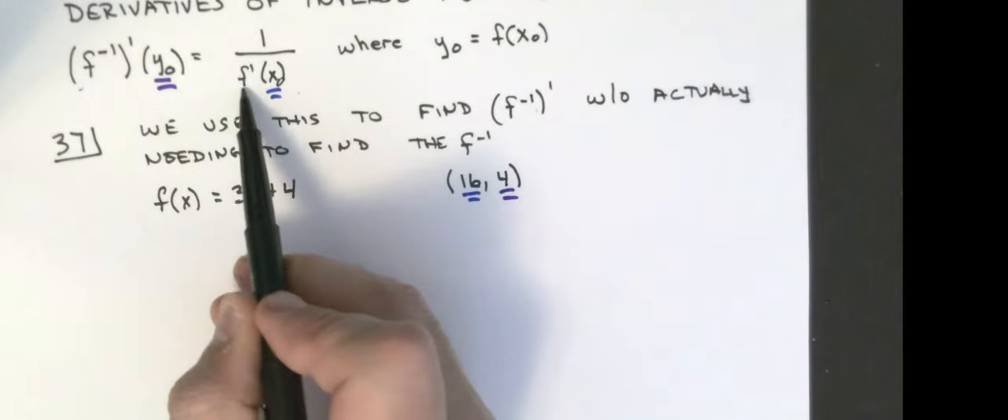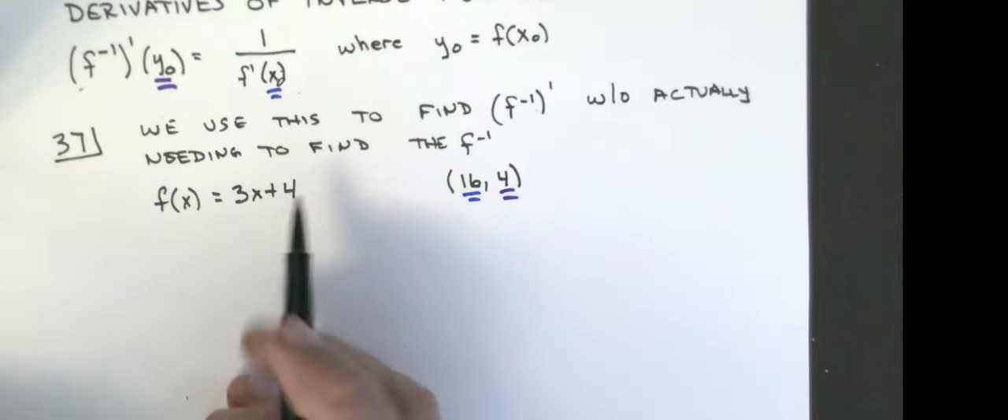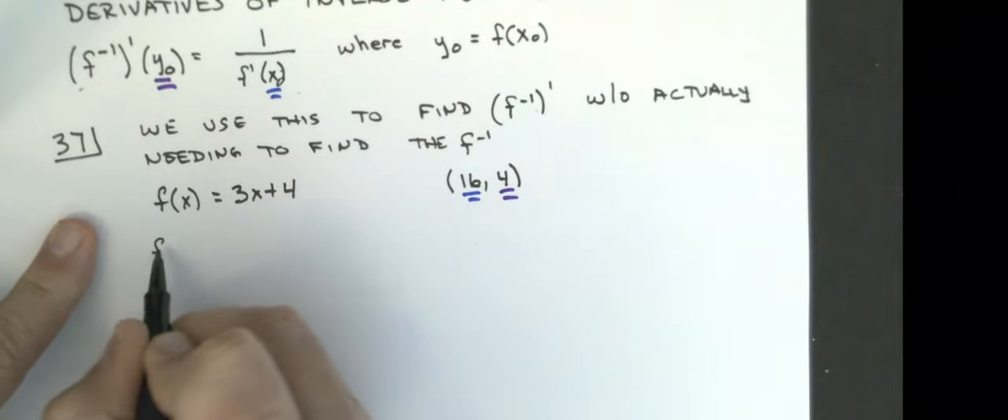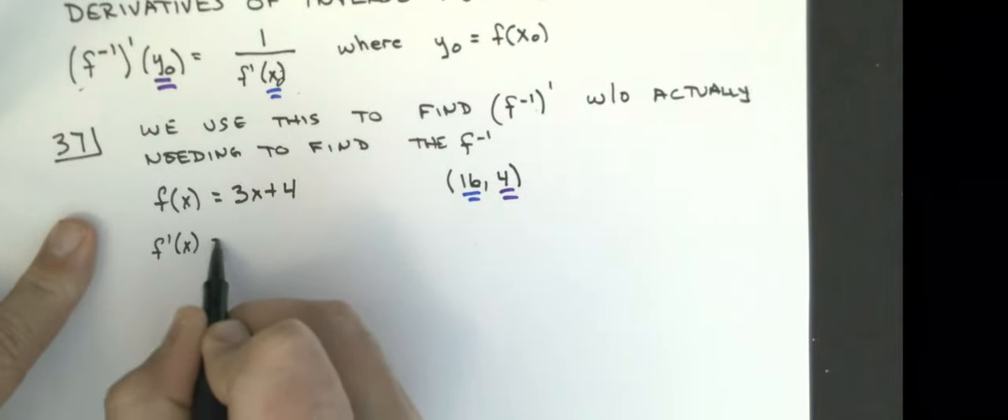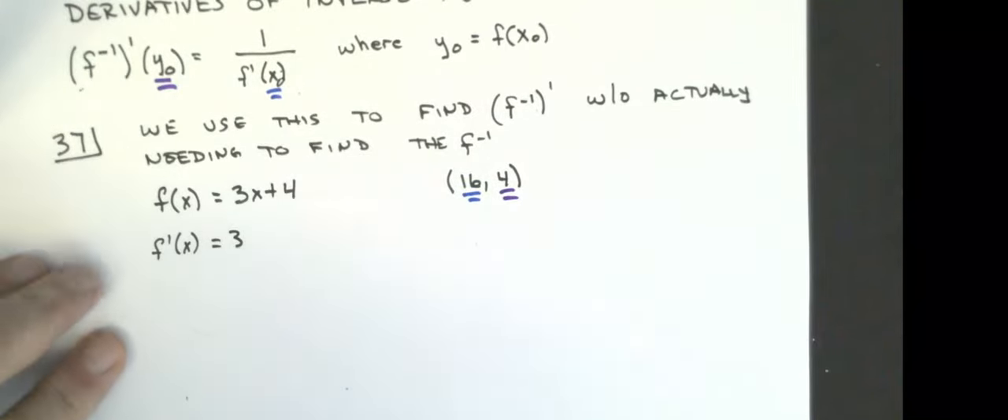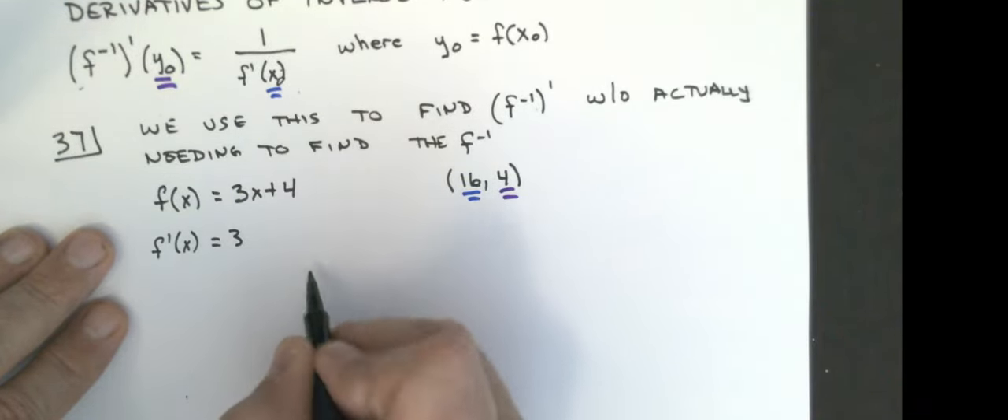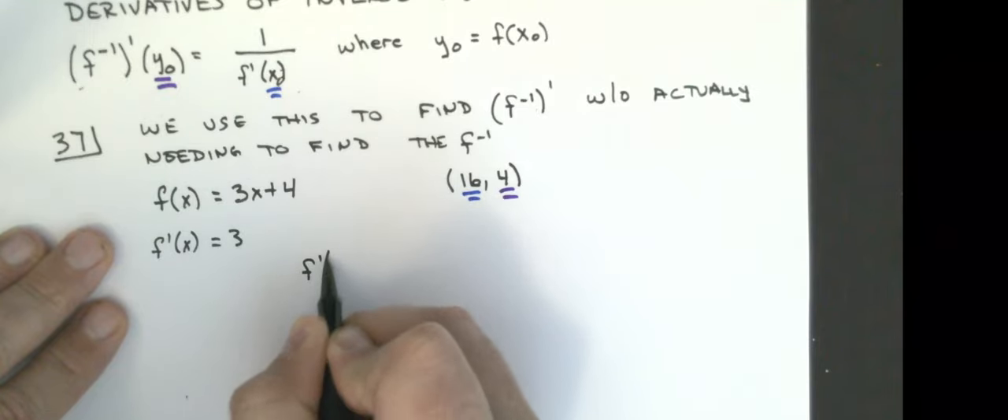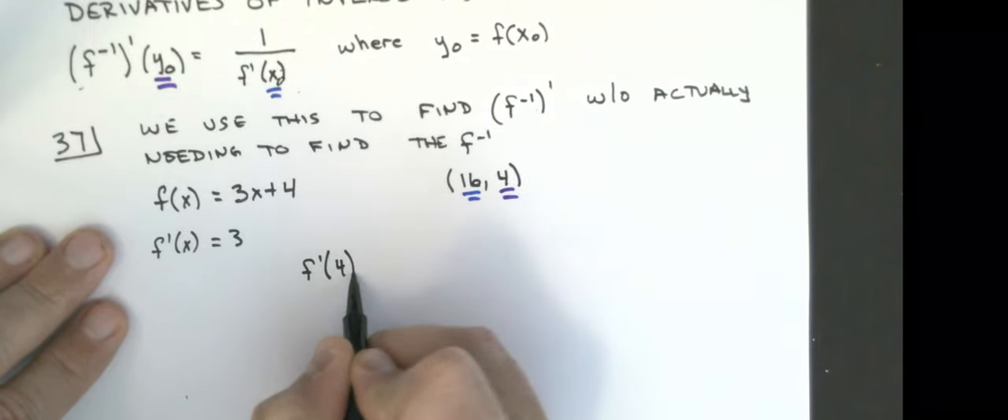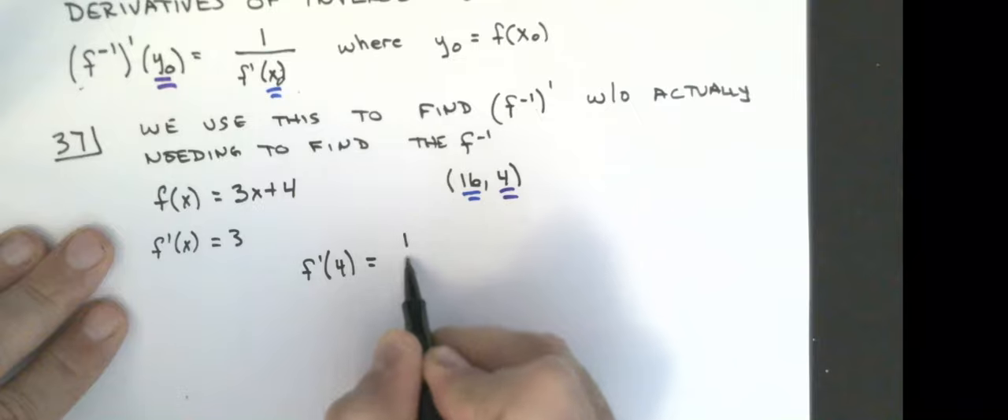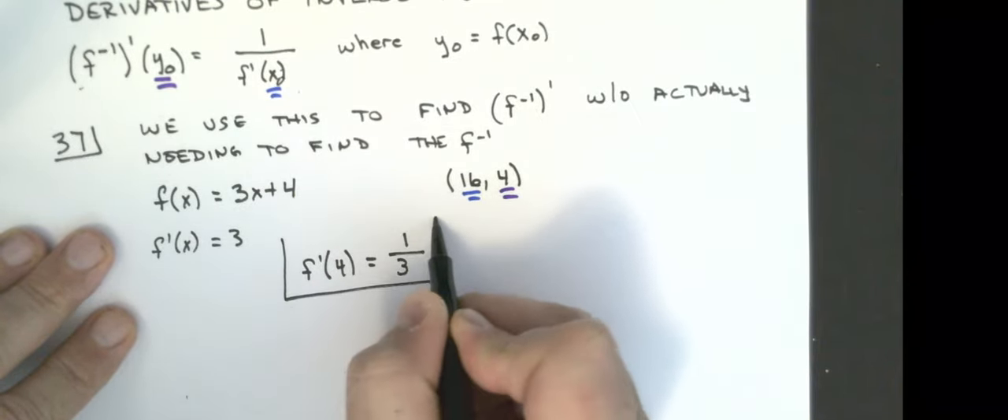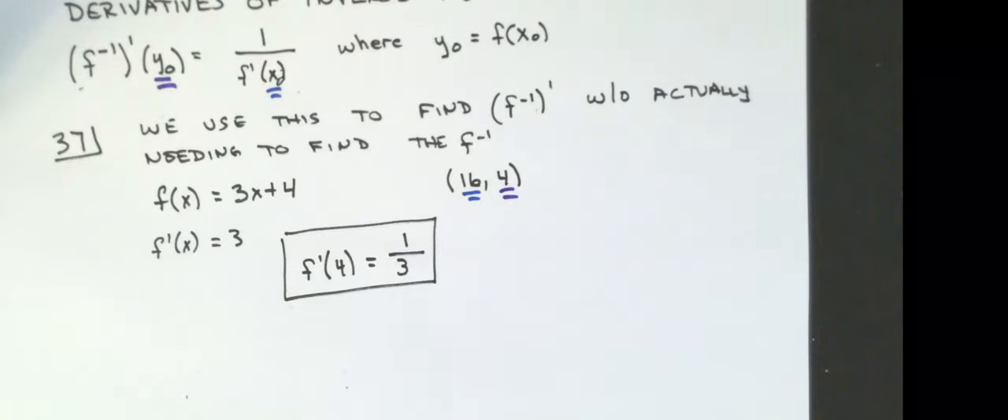So what I need is the derivative of f of x. So the derivative of f of x is just 3. Okay, so my answer is f inverse prime of 4 is equal to 1 over 3. Straightforward.